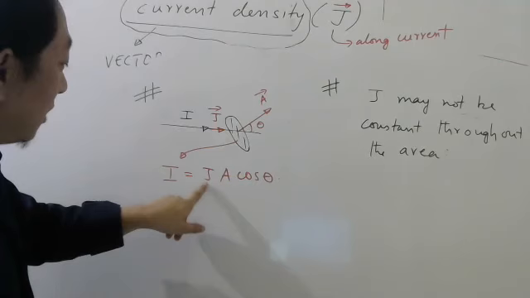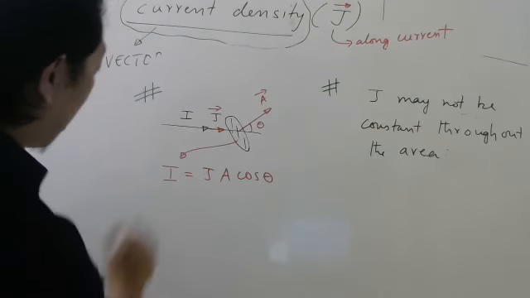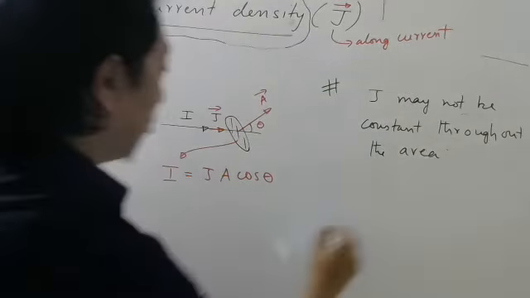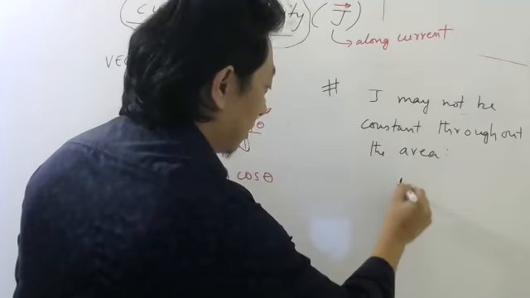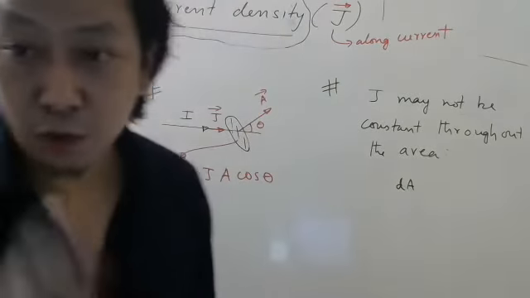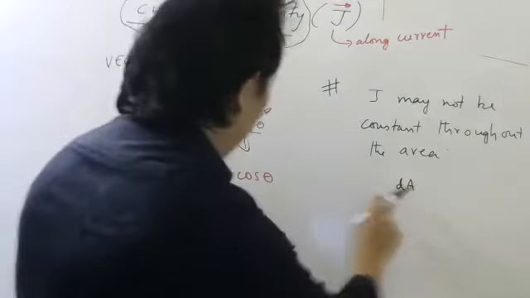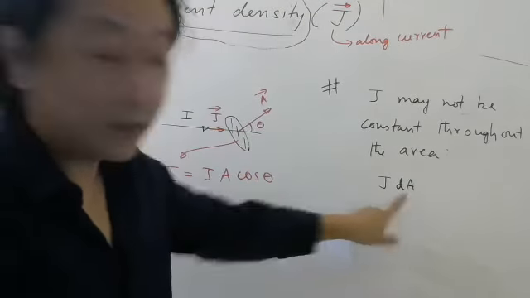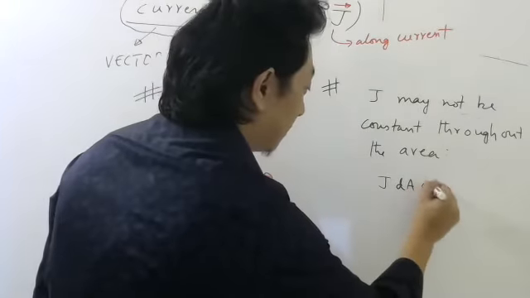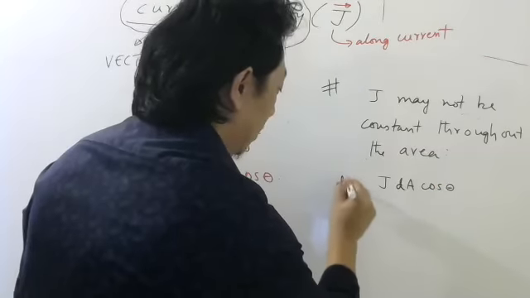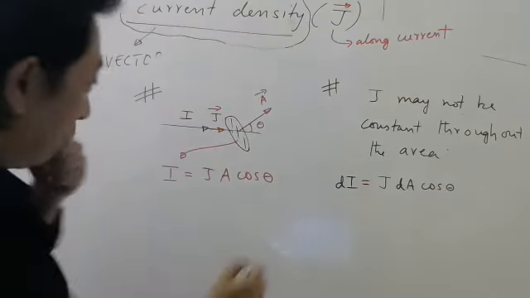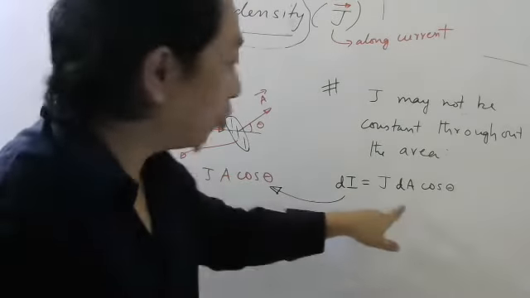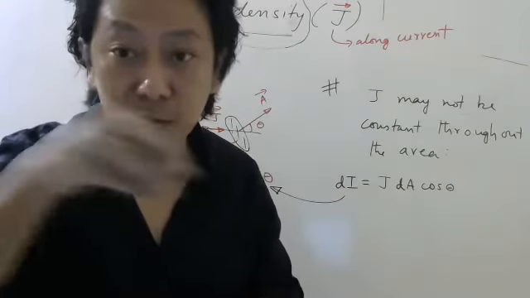If this quantity is not constant, then how to find the current flowing through some area? Then what I have to do, I have to choose a small area first. Then multiply that with current density at that area. That will give you a small current. Okay, so I'm using basically this formula only, but I am now dividing the area into small parts.